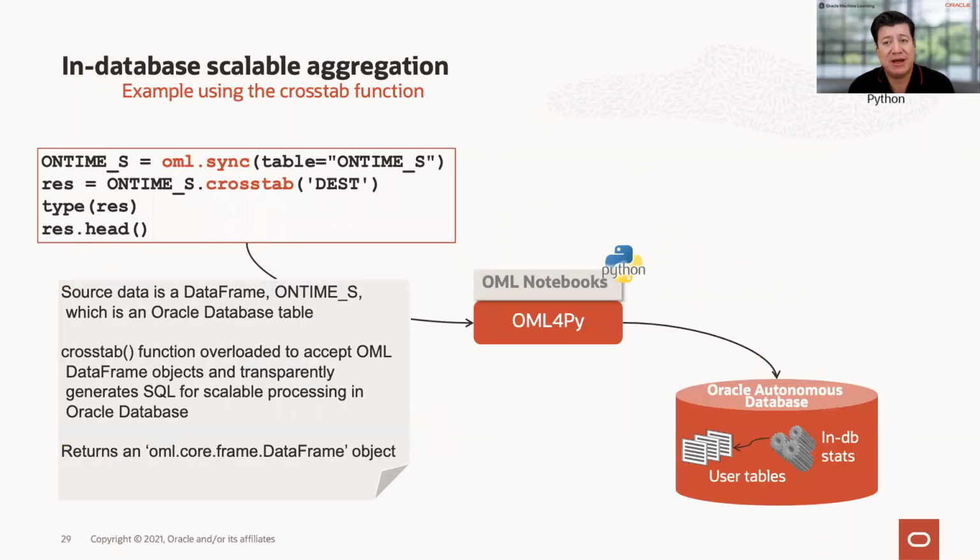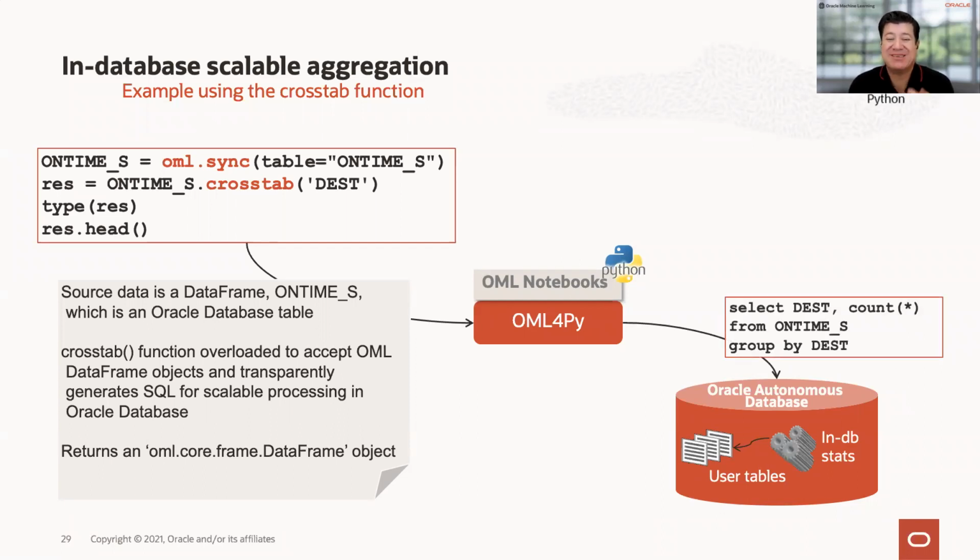So for example, if you want to do an aggregation in the Oracle database, this is what you're going to do. You're going to do ontime as OML sync. So now ONTIME_AS, all in caps, is a local proxy object from Python. I will then do a crosstab on destination, and then I'm going to ask what is the type of that, and then what is the head. Show me the first few records. So what's going to happen here is that process gets executed. OML for Py is going to ship that information to the database, and the database is the one that's going to be loading that information.